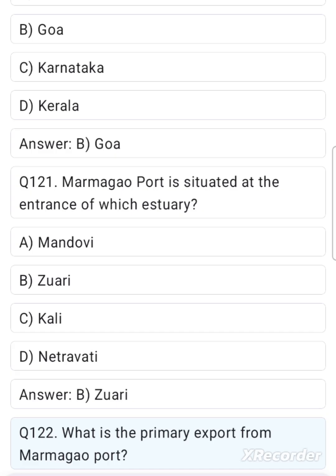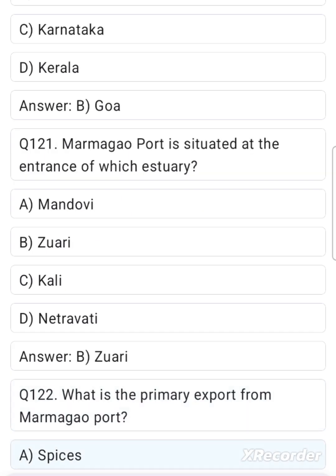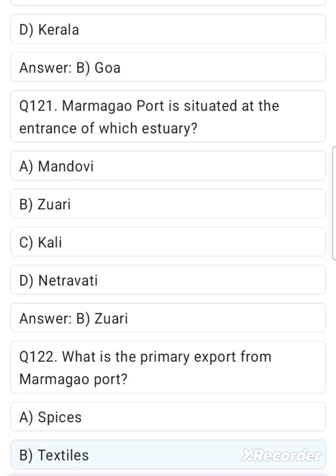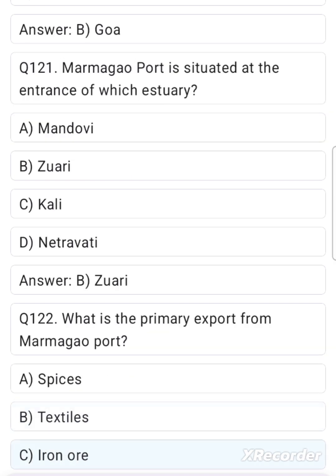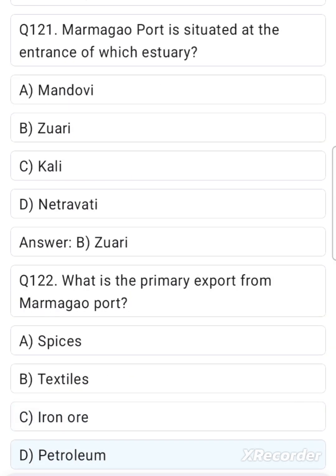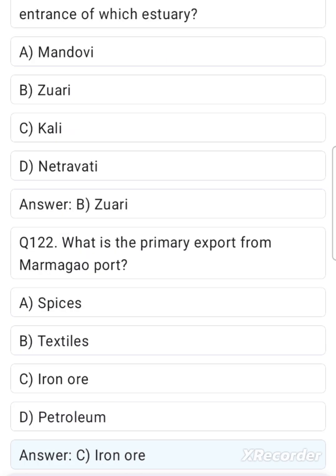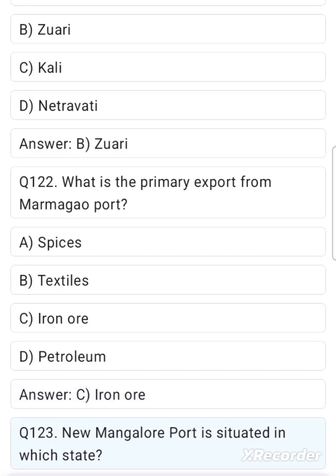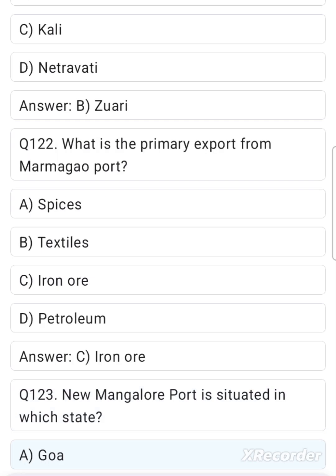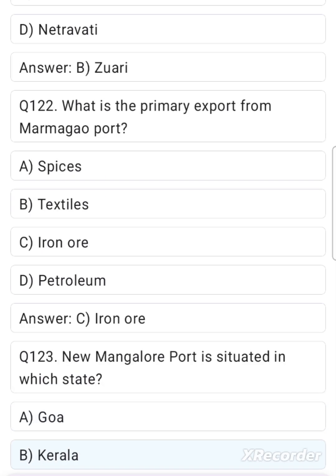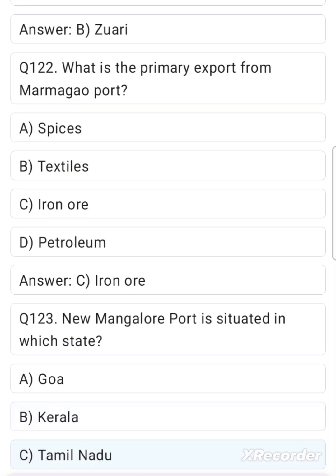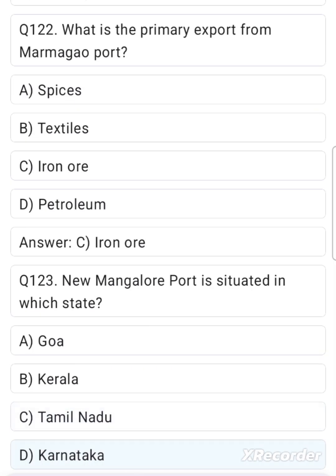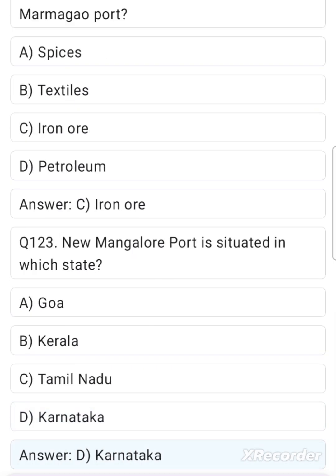Q122. What is the primary export from Marmagao Port? A. Spices. B. Textiles. C. Iron ore. D. Petroleum. Answer C. Iron ore. Q123. New Mangalore Port is situated in which state? A. Goa. B. Kerala. C. Tamil Nadu. D. Karnataka. Answer D. Karnataka.